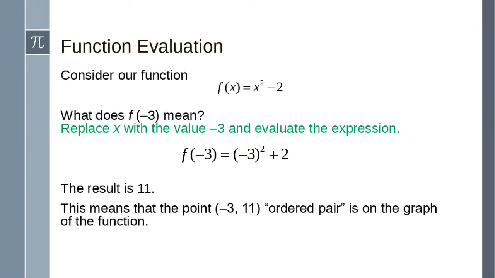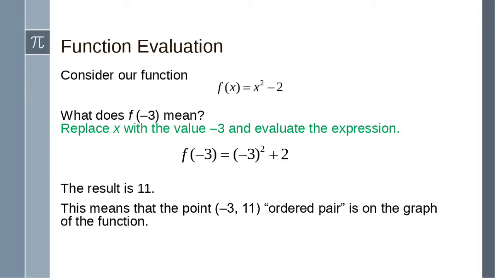Okay, so when I do -3 squared, that's going to give me a +9, and 9 minus 2, my result is going to be 7. And so my ordered pair is parentheses -3, comma 7. I know all of you got these answers, right?